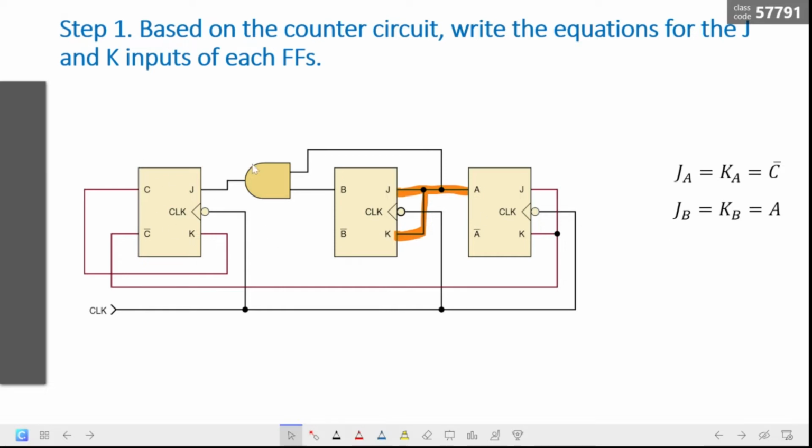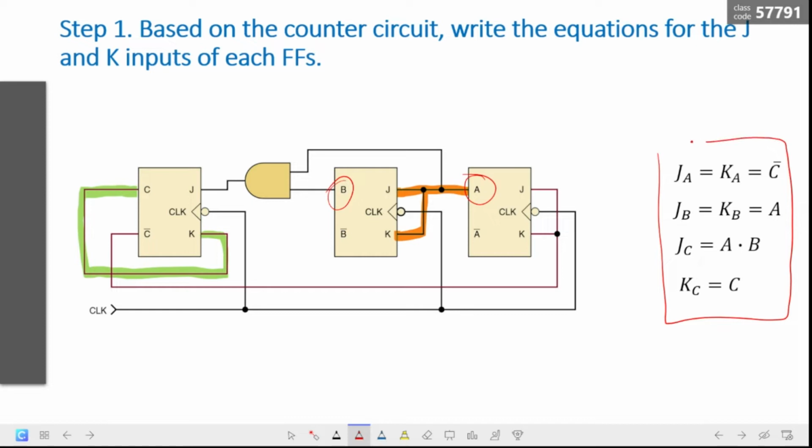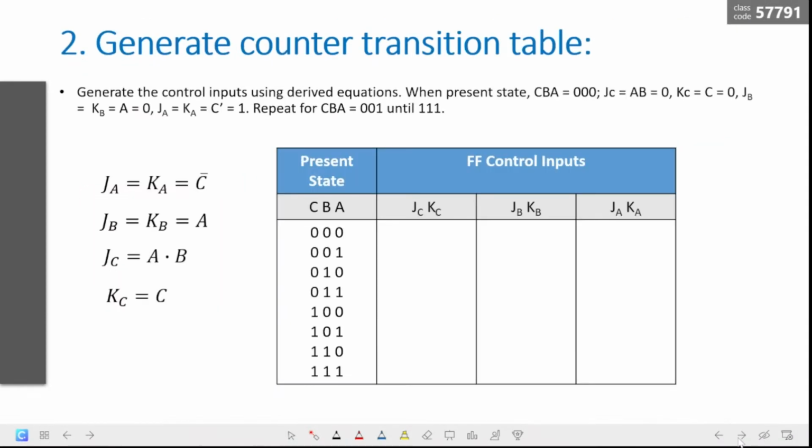So J and K of flip-flop B is equal to A. And what about this one? There's an AND gate there. So we trace the connection of J for flip-flop C, and it is connected to an AND gate, and the inputs of that AND gate are A and B. So we simply put JC is equal to A dot B. And finally for flip-flop C, the K input is equal to C. Just like that, now we have all the equations for the J and K inputs for each flip-flop. All right.